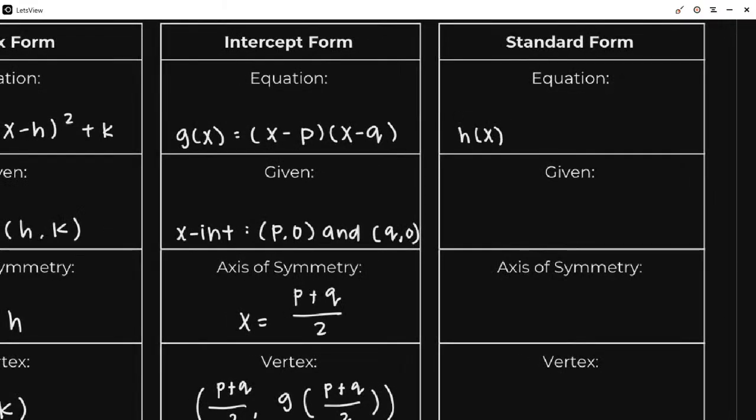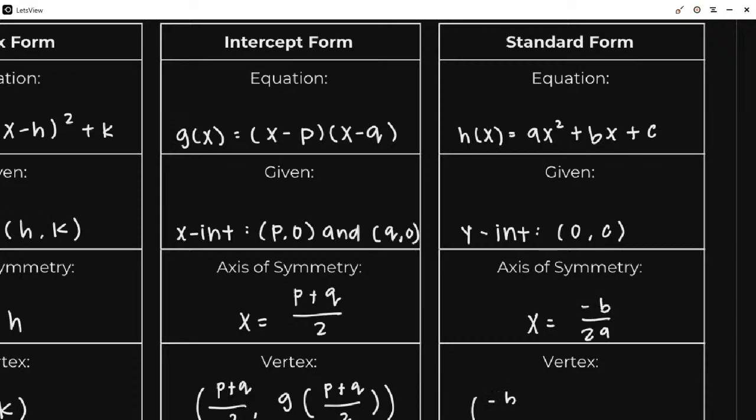So standard form will look like ax squared plus bx plus c. And what's given is the y-intercept, which is going to be the point (0, c), because if we plug in 0 into the equation, c is the only thing left, and that's going to be the y-intercept. The equation for the axis of symmetry is x equals -b over 2a. And for the vertex, the x-coordinate is going to be -b over 2a. So again, the axis of symmetry is going to match the x-coordinate of the vertex. And then we have to plug that in to find the y-coordinate.